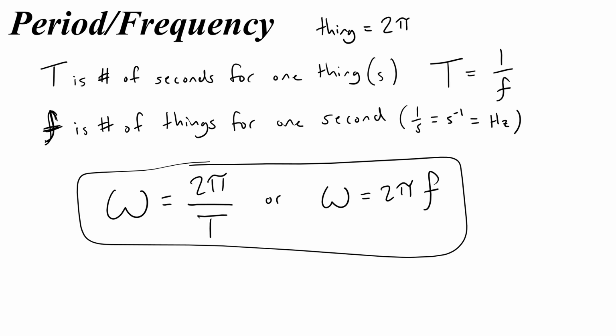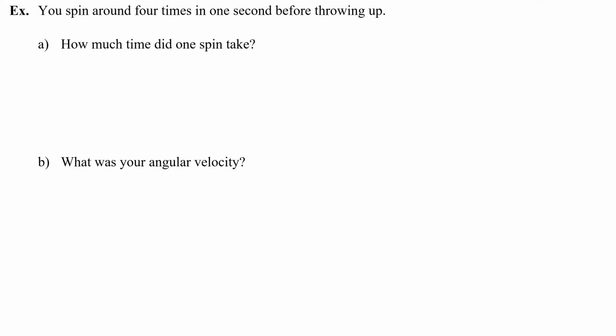Let's do an example so that we understand. You spin around 4 times in 1 second before throwing up. How much time did one spin take? Well, this 4 times right here in 1 second, that's per second. That's going to be our frequency. Okay, so that tells me 4 times per second. So I could write that as 4 1 over s, or 4 s to the negative 1, but I'm going to write it as 4 hertz right now, just because that's pretty common.